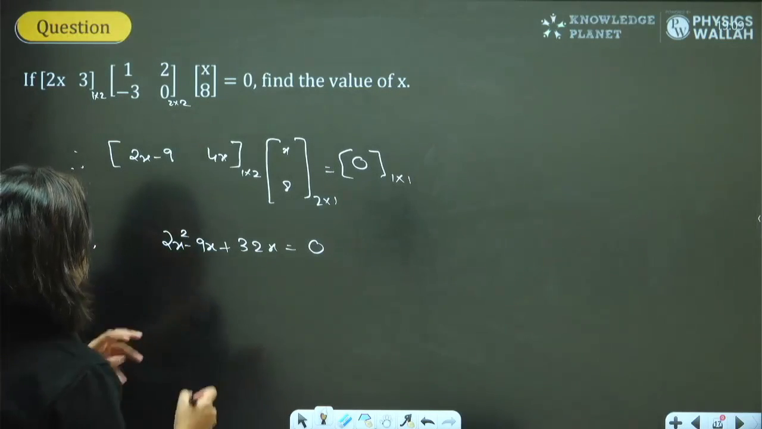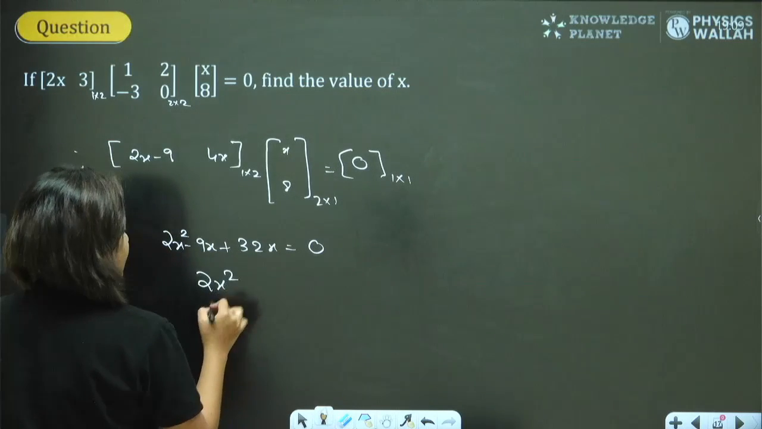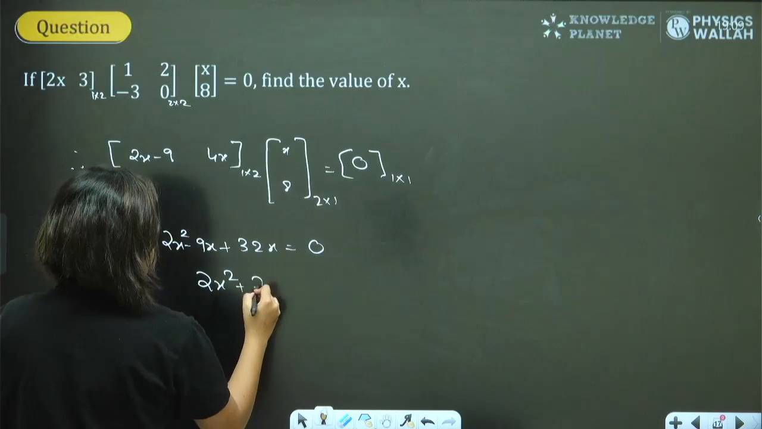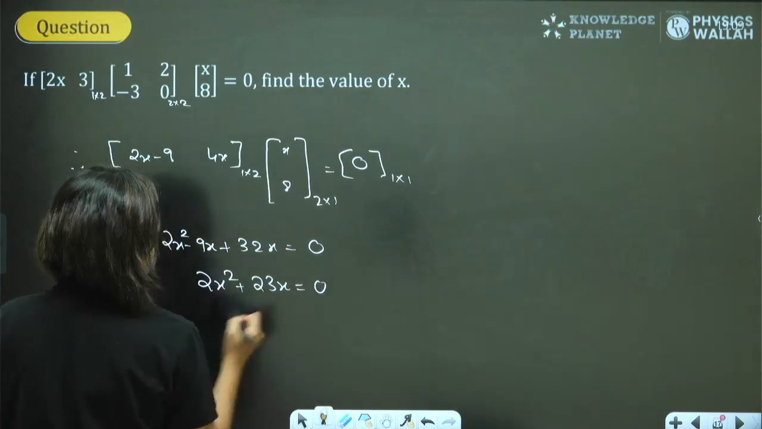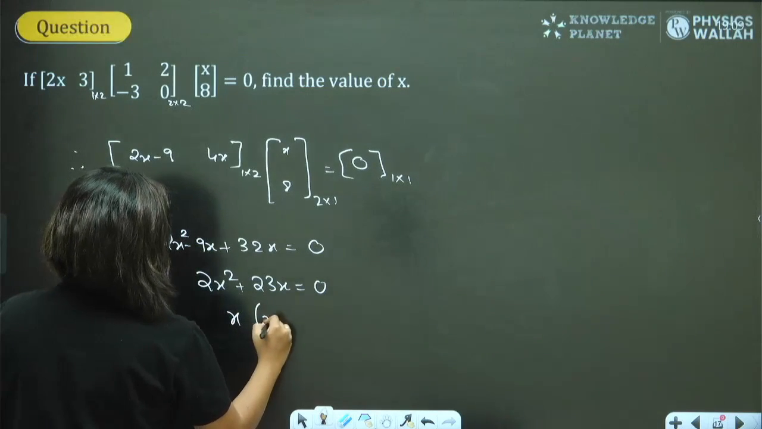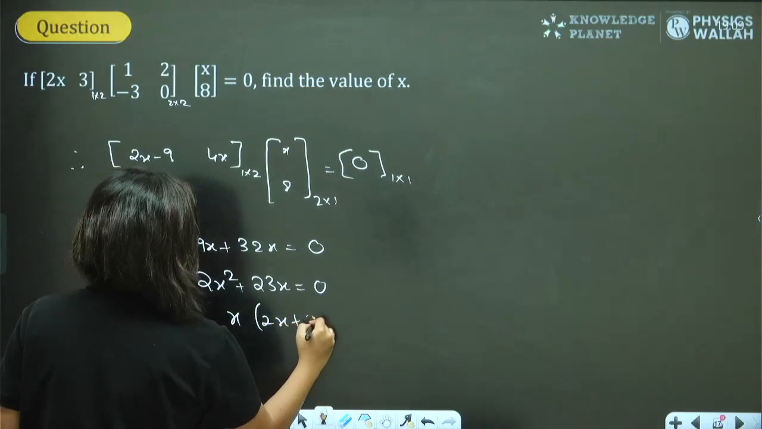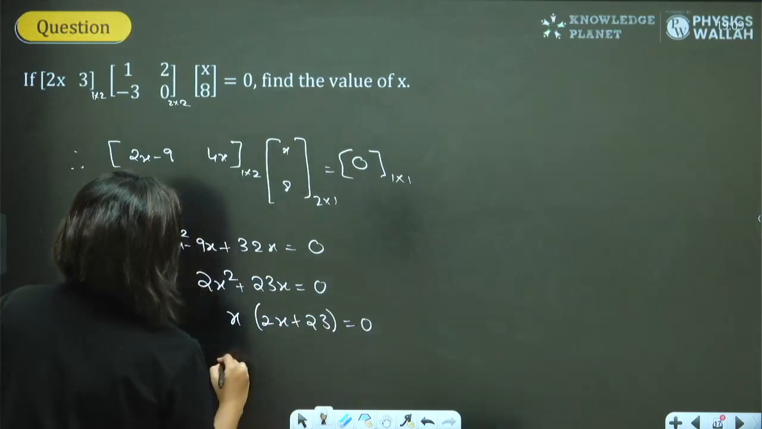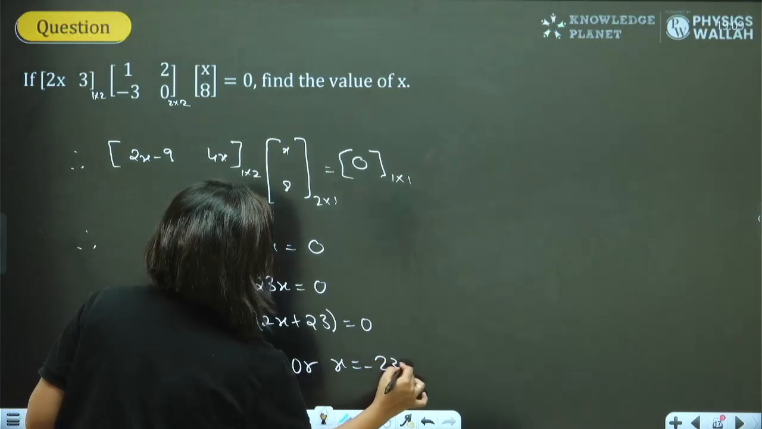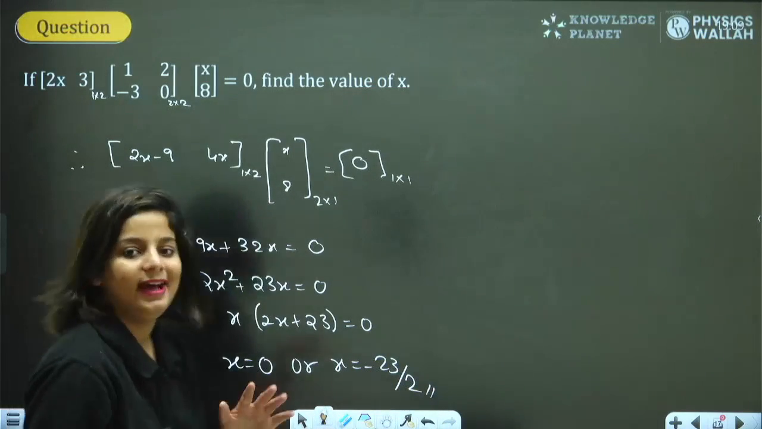Right? Yeah. 2x square minus 9x plus 32 will be 7, 8, 9. Yeah. 23x. And yeah, x common. 2x plus 23 equal to 0. That means x is either equal to 0 or x is equal to minus 23 by 2. That's it. Done, done, done. Got it?